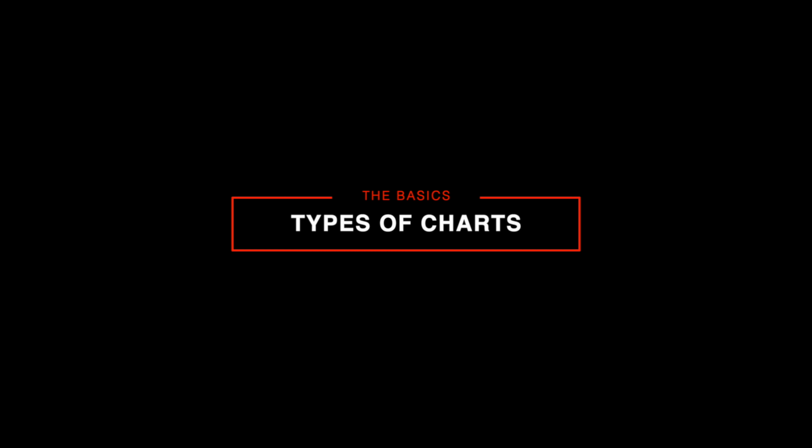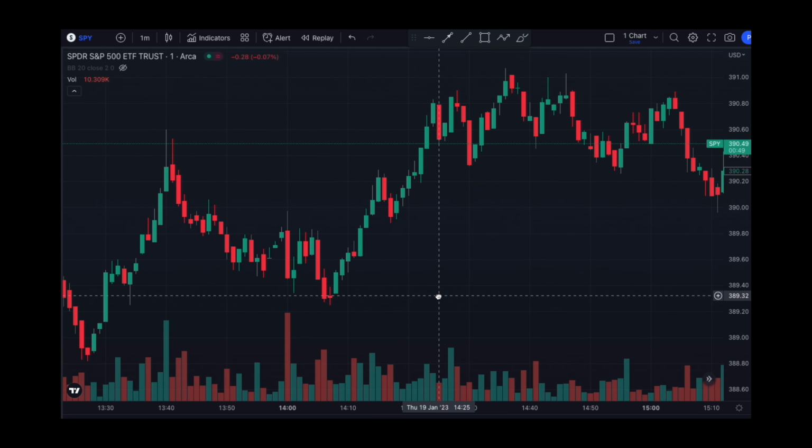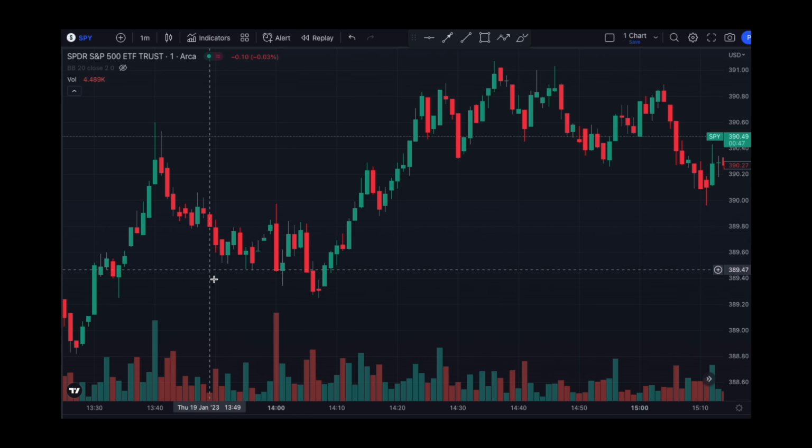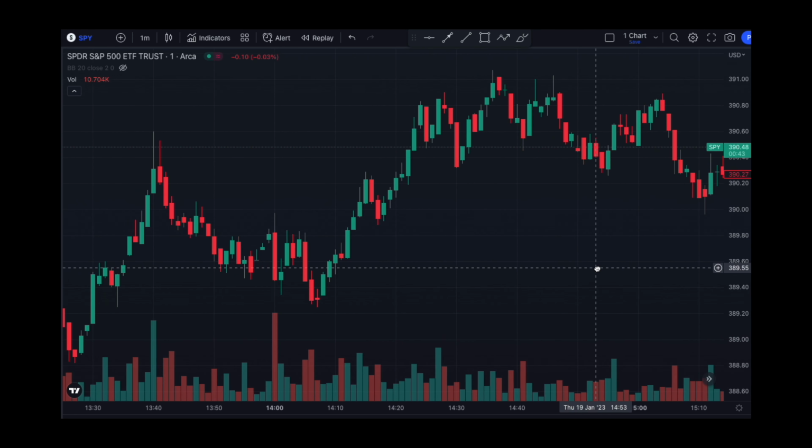Types of charts. Not so long ago, traders used to read tapes that only had textual info to make a decision. The figure here shows how a tape looked like. It had information on the latest price for various tickers and the volume traded. With the advent of technology, we now have price and volume depicted in graphical charts, which makes it much easier to identify trends and make informed decisions.